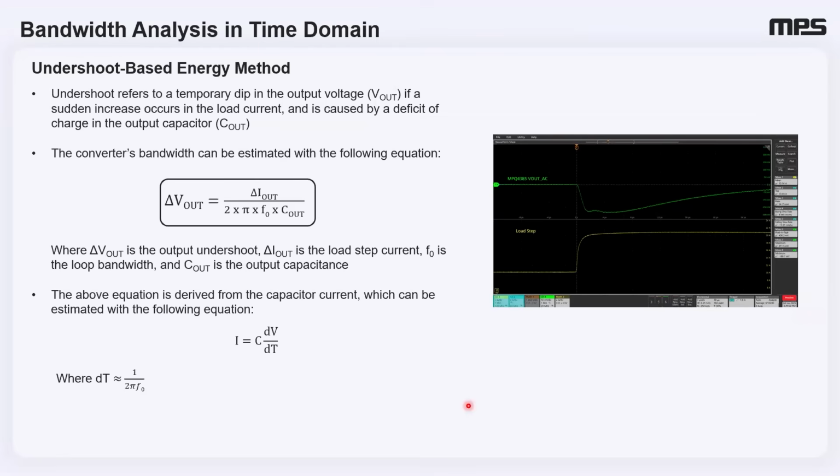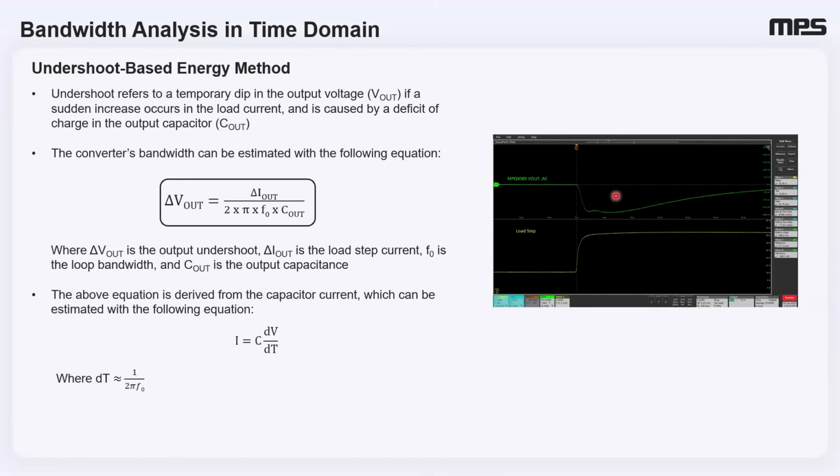Another technique for time domain bandwidth analysis is the undershoot based energy method. This method leverages the energy deficit during a load transient to estimate the converter bandwidth. When a DC-DC converter experiences a sudden increase in load current, its output voltage will momentarily dip. This undershoot is a direct result of the output capacitor not being able to supply enough charge quickly to meet the increased demand before the control loop can fully react and regulate the output voltage.